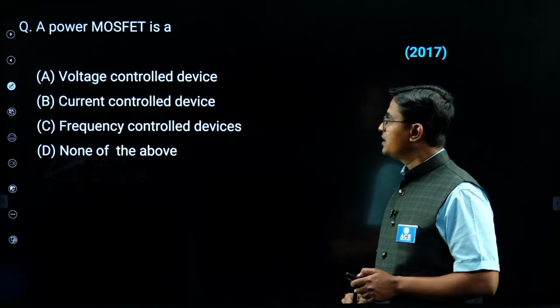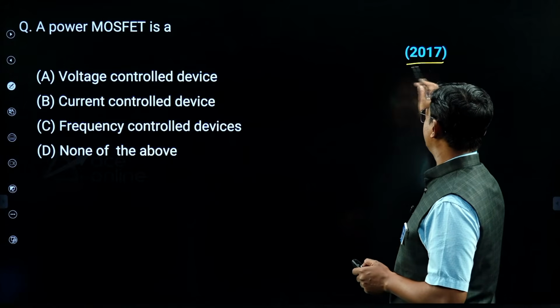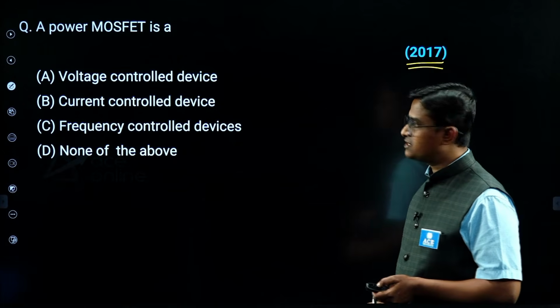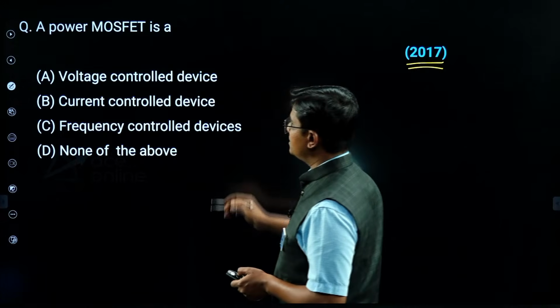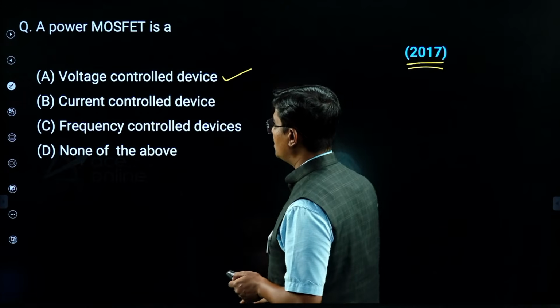And next, a power MOSFET is, this question is from 2017. A power MOSFET, whether it is a voltage or current control device, it is a voltage control device. So correct option is option A. Power MOSFET is a voltage control device.